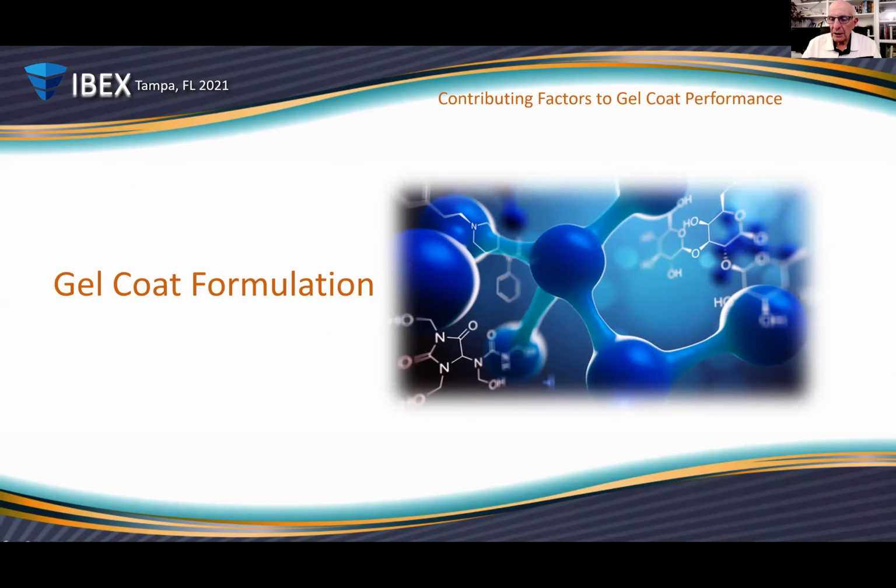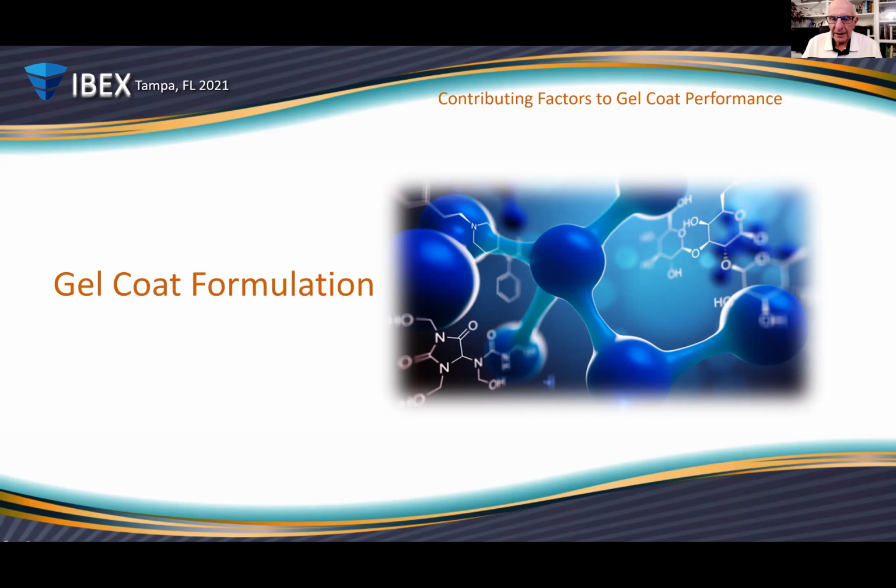So let's take a look at some of these contributing factors. We start out with the base gel coat formulation. Gel coat in the form that is mainly used in the marine industry is generally speaking a polyester resin or a vinyl ester resin formulation, an unsaturated polyester polymer or an unsaturated vinyl ester polymer that is formulated into a gel coat. A gel coat is a resin.